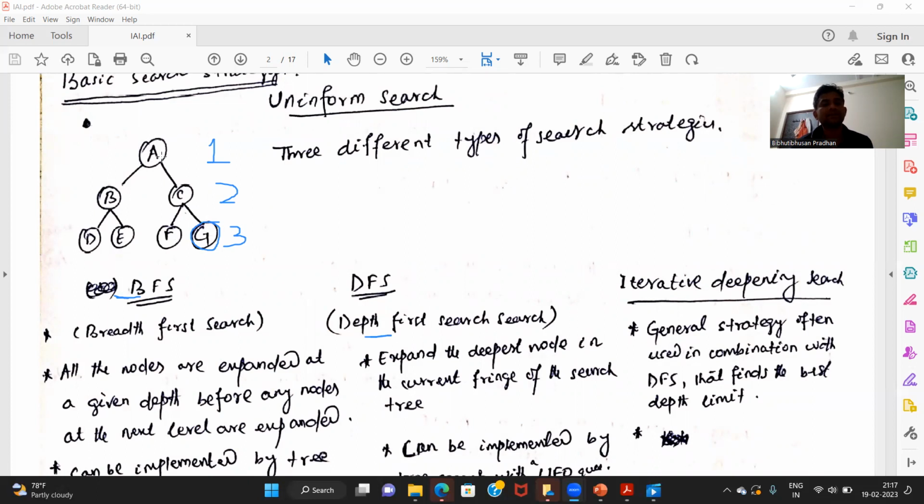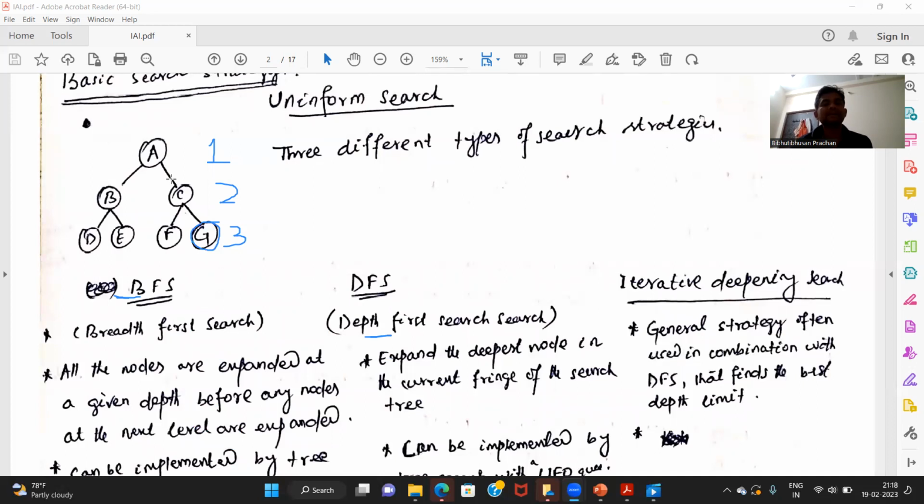Suppose A has the given node. What is the maximum number of branches? For A it is 2. Similarly, for B, it is 2. For C, with F and G, it is 2. So overall in the graph, the maximum number of branches is confined to 2 only. So in that case, b equals 2.